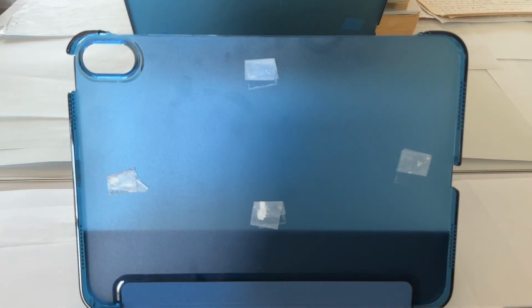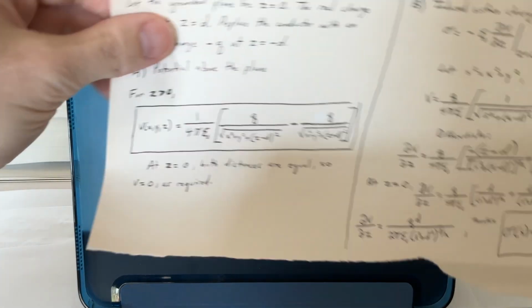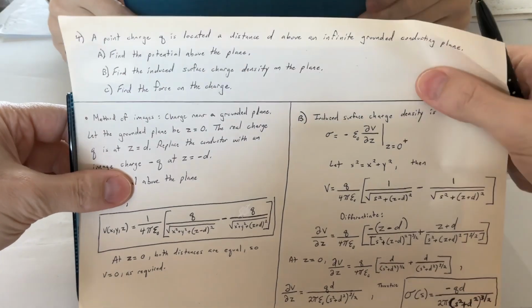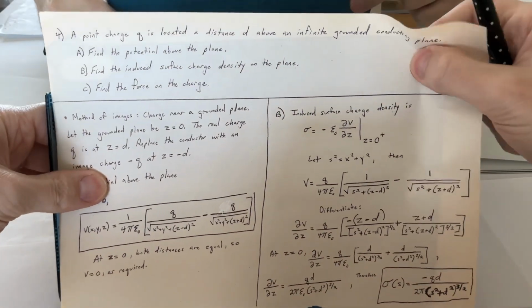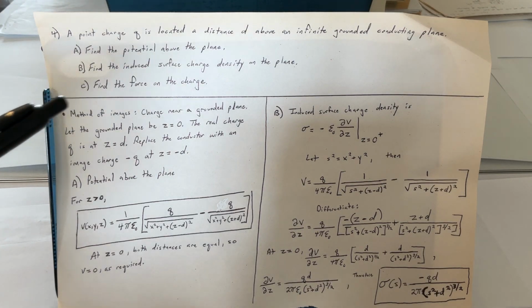Okay, number 4. Let's get into number 4. So we got a point charge Q. Sorry about that. Point charge, number 4. A point charge Q is located at distance d above an infinite grounded conducting plane. Find the potential above the plane.